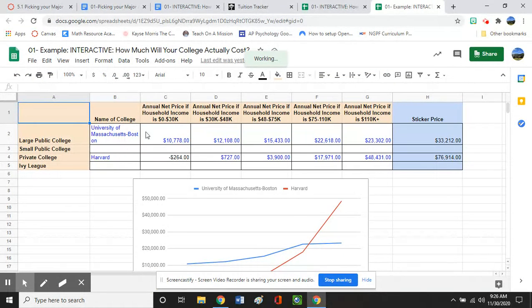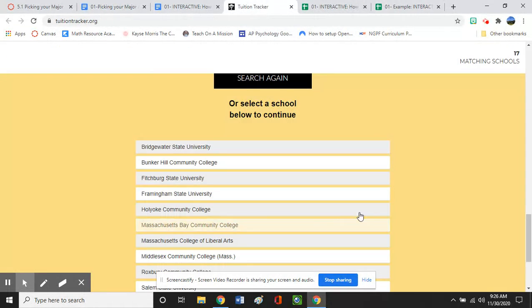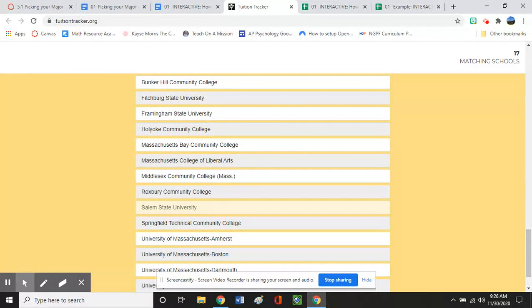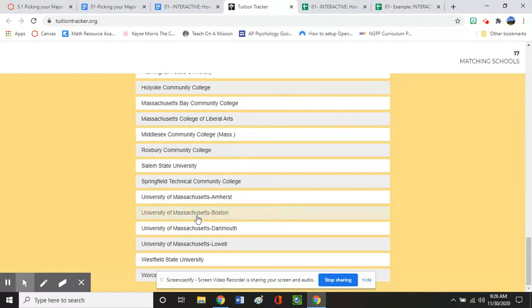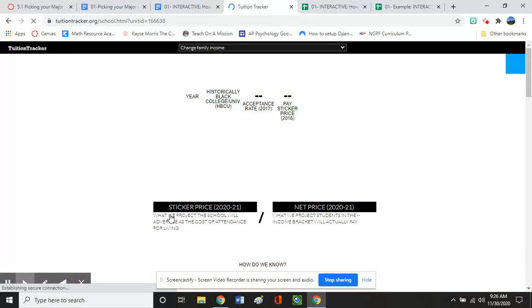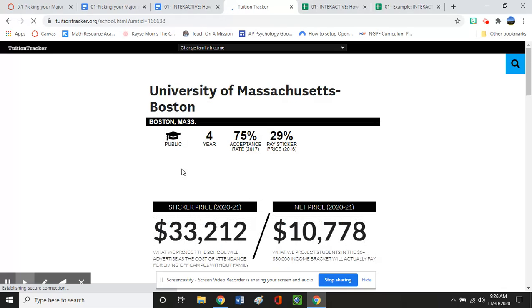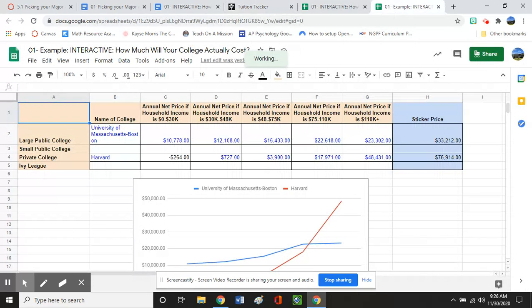The University of Massachusetts Boston is the one I first picked. So let's go down to here. University of Massachusetts Boston. Again, this is my public college, and it shows you that it is public right here with that little graduation cap. The sticker price is $33,212. I put that sticker price right here. You will only have one sticker price.